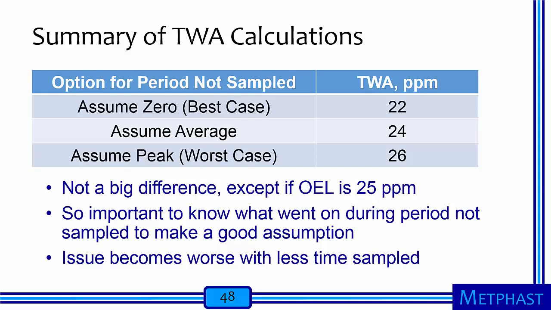22 ppm for the best case, 24 ppm for the average, 26 ppm for the peak. Not a big deal unless the occupational exposure limit is 25 ppm. So it is important to know what went on during the sampling period and to make a good assumption. If the missing time was, for instance, during lunch in a cafeteria with little chance of exposure, then assuming 0 is probably a good assumption. This issue becomes more problematical with less time sampled.